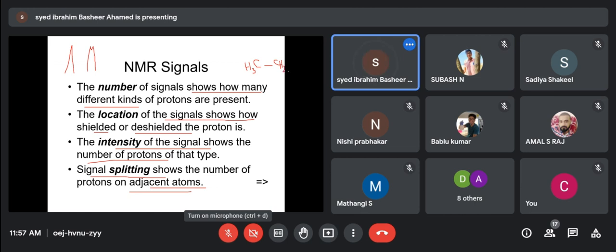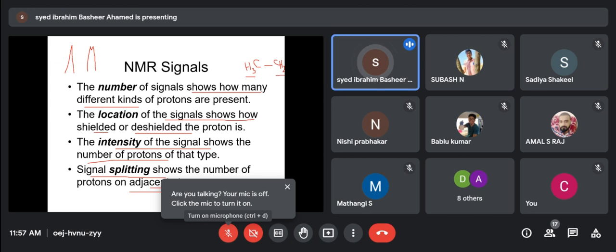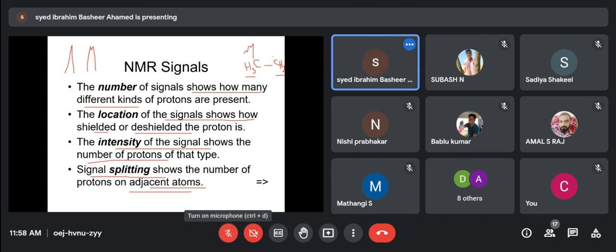Sorry, it's not. Okay. So you have a CH2 here, you have CH3 here. So for this proton, you will get some signals. Okay. Here also you will get some signals. Okay. So the signal splitting will tell you how many protons are here, how many protons here. Okay. So based on the NMR signal itself, you can tell all these properties.